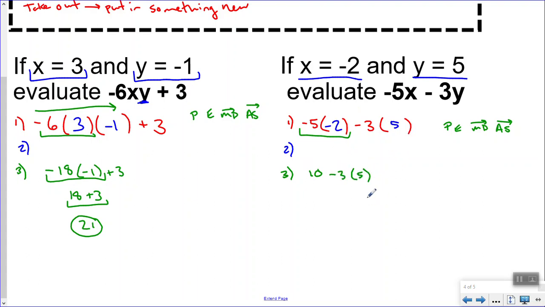Now, I still have multiplication to do, so I cannot do this subtraction. I'm still in this multiplication division step. So the 10 minus comes down all the same, and now I do 3 times 5. 3 times 5 is 15, and now we're finally done with that multiplication division step. So I can do 10 minus 15, and I get negative 5 for my answer.